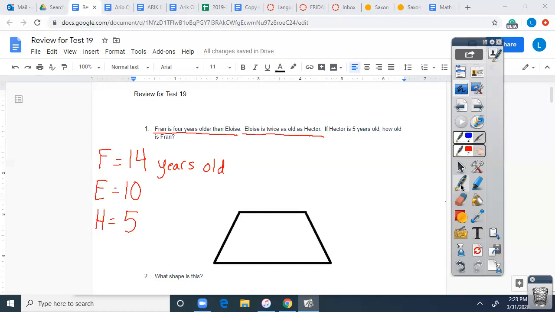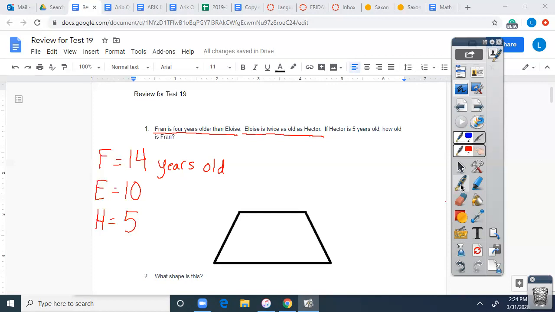Please make sure you know how to do that one, because that is going to be the first question on the test tomorrow. It's not going to talk about age. It's going to talk about points and a board game, but it's going to be a 2-step word problem. Okay? All right, number 2.